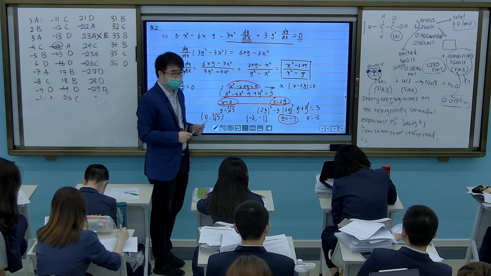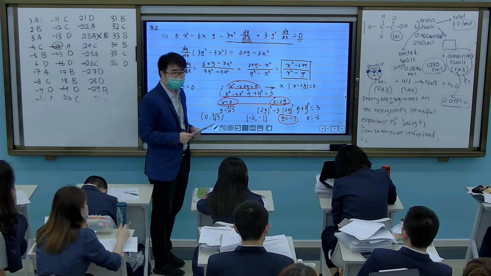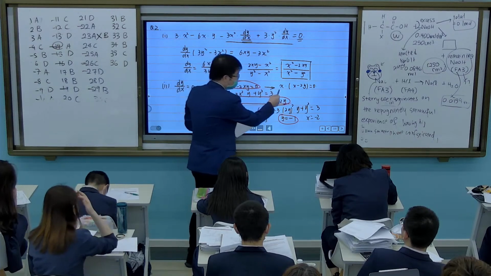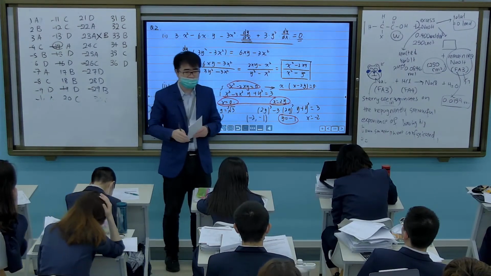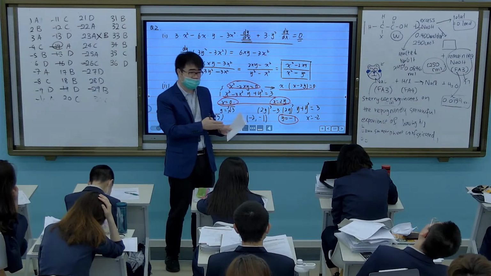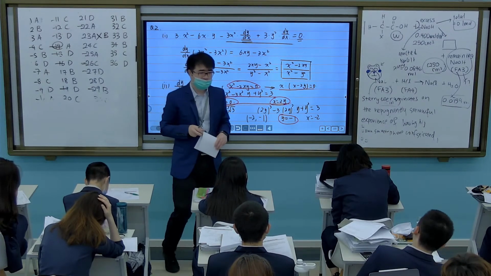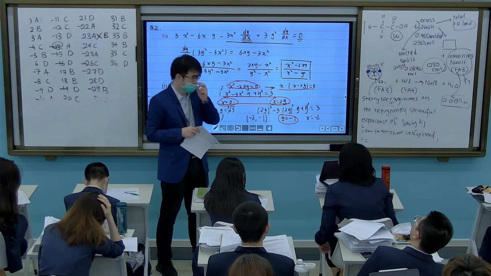Understand? X equals what? So just take out the x, to be here: x times (x minus 2y) equals 0. So either the first factor equals 0 or the second factor equals 0, right? Okay? 2 points.